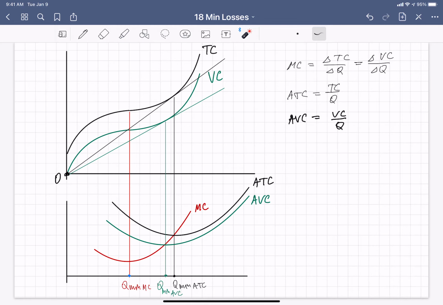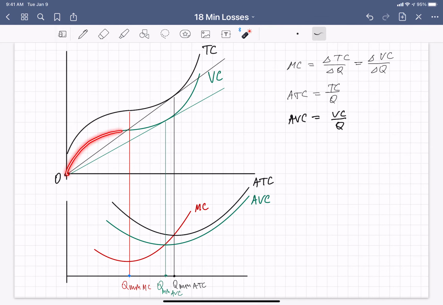Hello everyone. I wanted to explain to you the relationship between the shape of these two curves, total cost and variable cost, and those shapes we have on the lower diagram, ATC, AVC, and MC. So first let's talk about marginal cost curve. Well, we start with TC, which we assume to know.